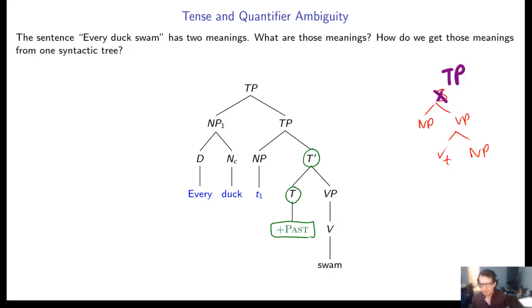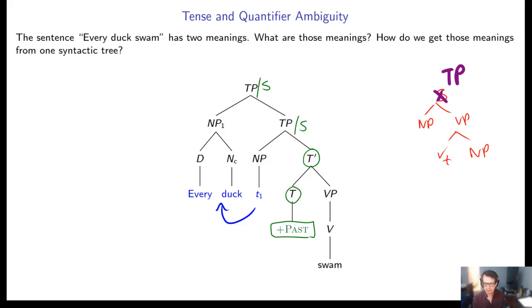And here is the tree for "every duck swam". What I've done is some quantifier raising on it. Quantifier raising works the same way, but instead of having, say, two S's, we just introduce a new TP layer because we don't have S's anymore. We don't need to introduce new T bars or new T's at every level. Basically, every place we had an S, we would just do a new TP. So if I do the arrows, T1, "every duck" has moved up.